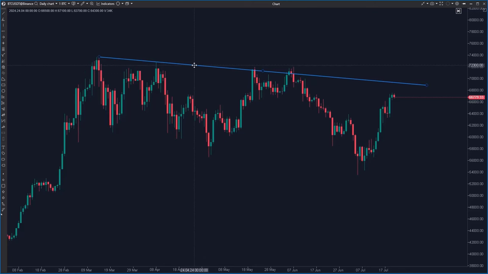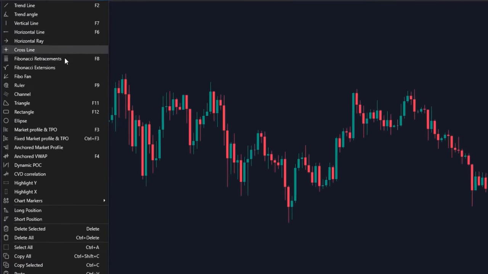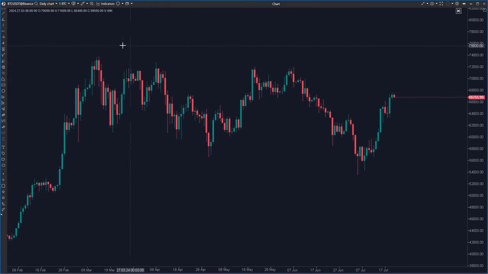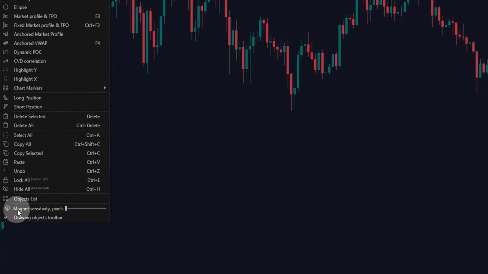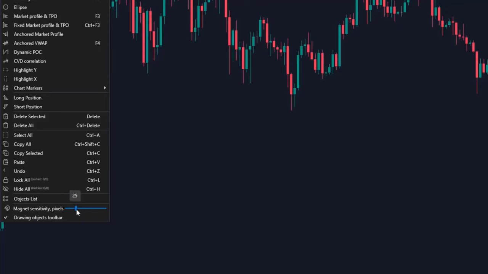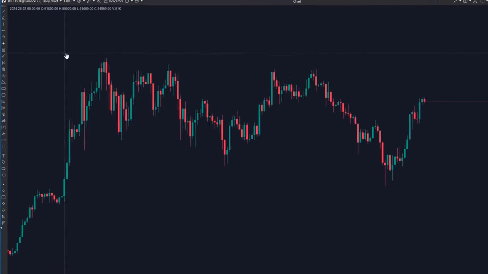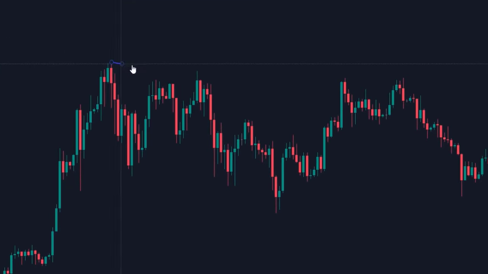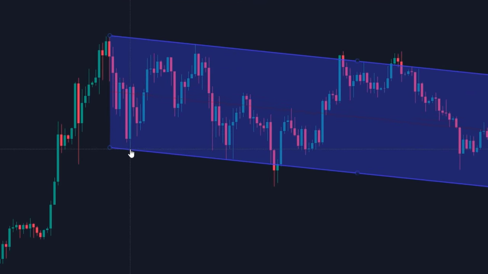I will remove these two lines and I'm going to the drawing objects. And here you can see the channel, which I can use. However, before I place the channel on the chart, I will increase the magnet sensitivity in pixels. Let's set it to a value close to 30. Now I click the channel and this will automatically magnet it to the high of the candle, like so. I'm clicking it, I'm extending it over this high, like so, and I'm using the opposite side, this point.